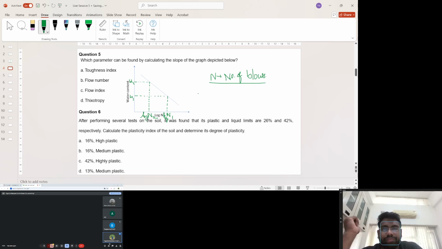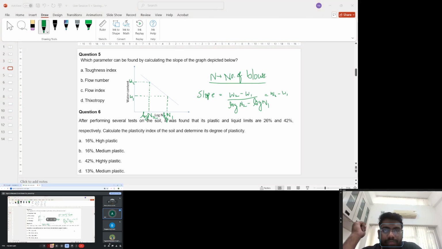So now the slope is W2 minus W1 divided by log N2 minus log N1. So if you write this, W2 minus W1... Excuse me, sir. Yes. It is log N1 minus N2. N1 is bigger, you have written.